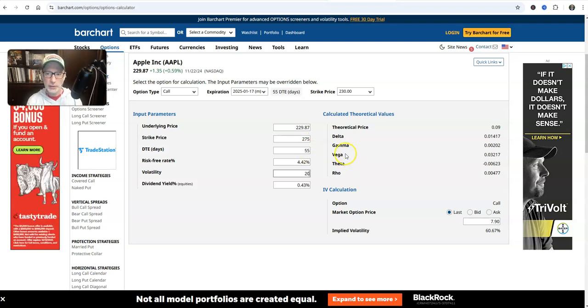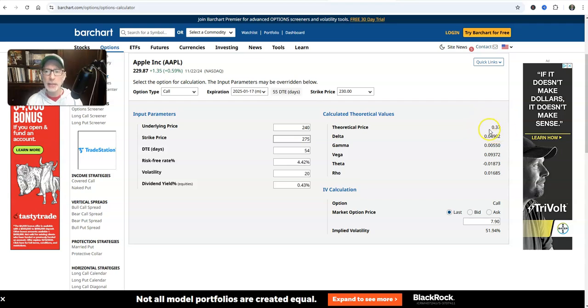Very low delta. You can see the delta right here is just about 1.4%. The option chain showed it at 1.5%. So we're looking at all the same numbers here. So let's just say Apple jumped up to $240 in 1 day. Take this down by 1 day. Now the thing's worth 37 cents.